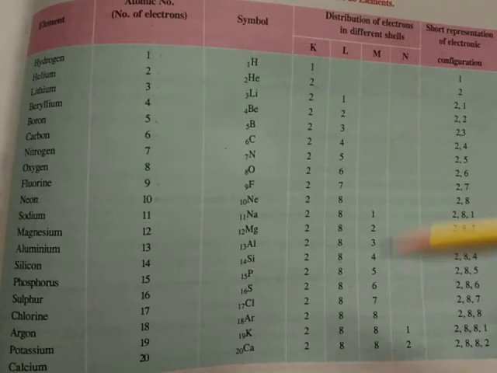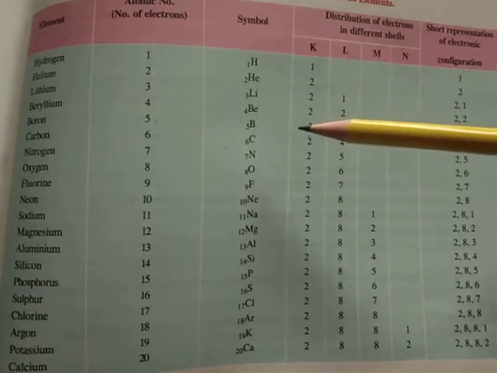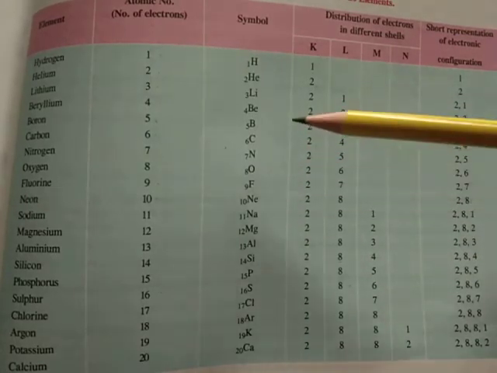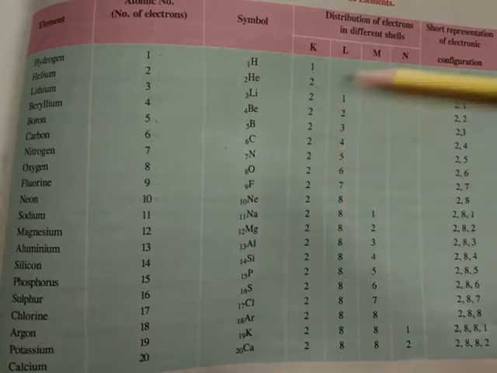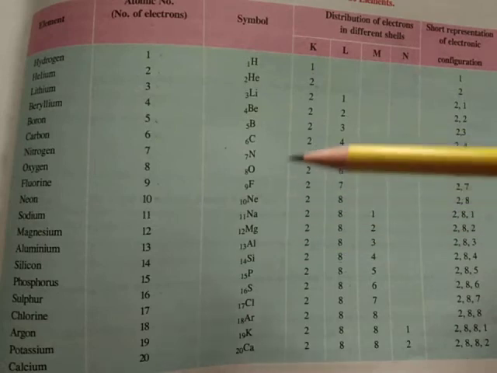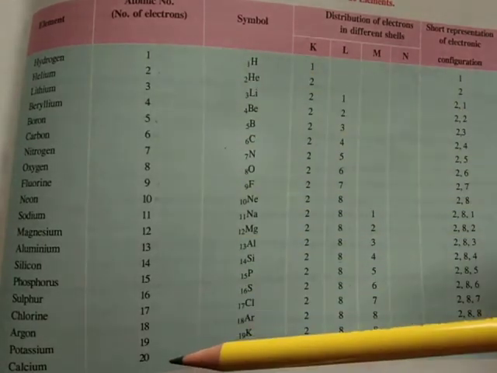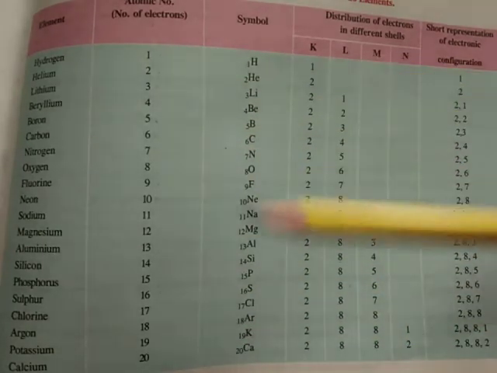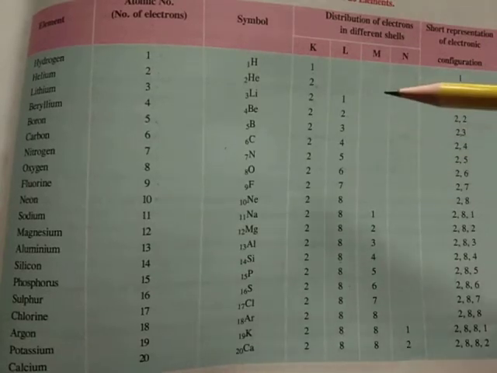So this is the electronic configuration, or how electrons are arranged in various shells in an atom. This is for atomic numbers 1 to 20, how the electrons are arranged in different shells.